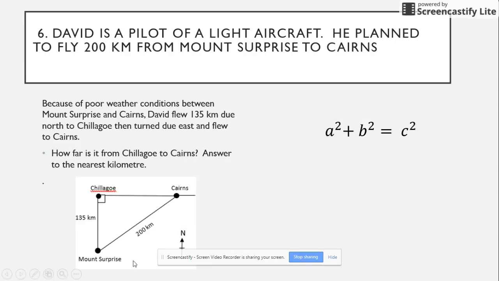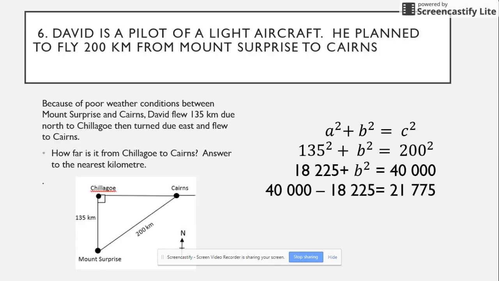You then want to see if you can do this yourself. So you then know that you've got a squared, but you don't have b squared yet because you've got c squared. Put those in, and then you square them, and then you subtract them from each other. And then you do the square root of that. Pause me, do it, and let's see if you've done it right, and I'll show you. Right, and that answer was to the nearest kilometer, so it has to be a whole number.